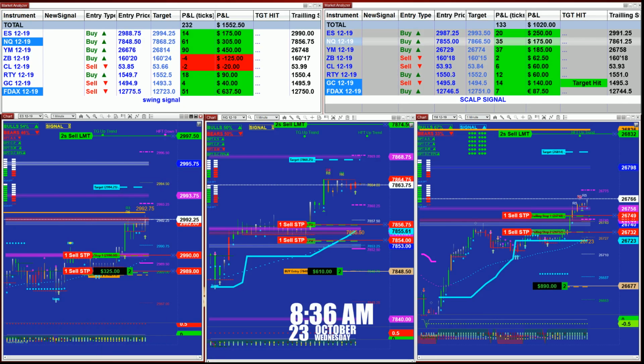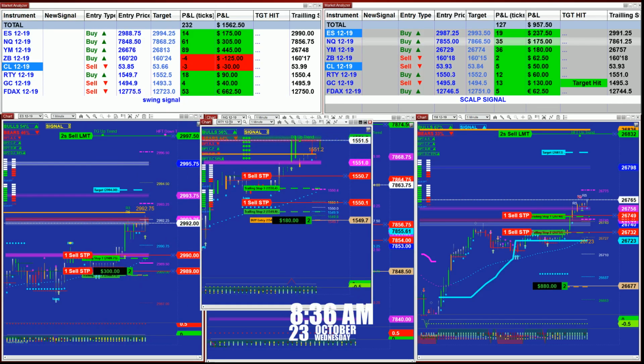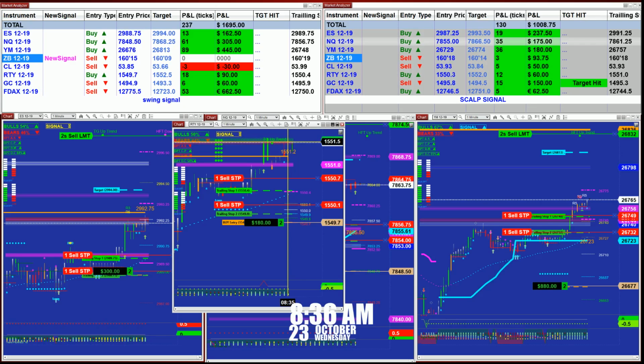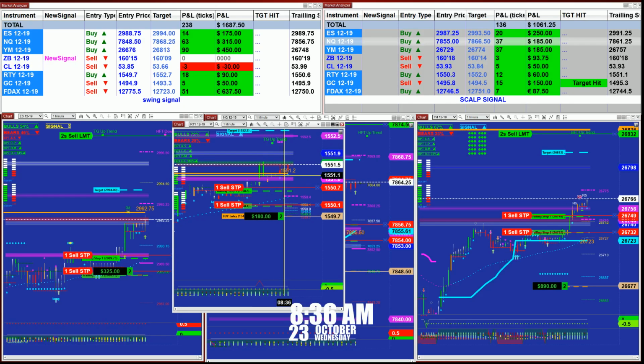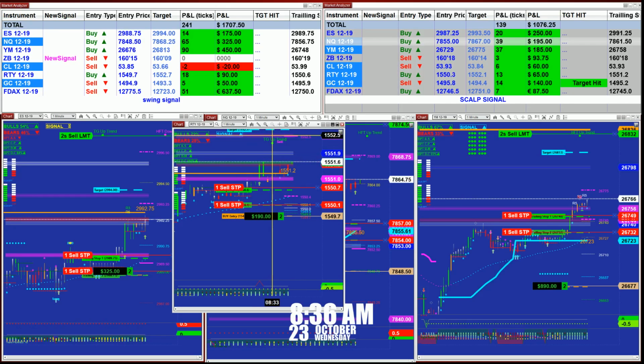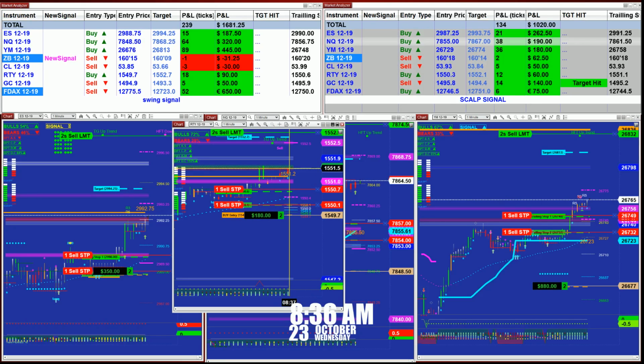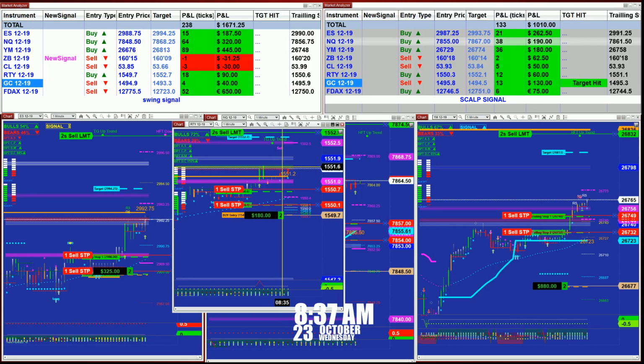For the Russell traders, once we cross this projection on the Russell at 51.5, we have 51.9, and the second one 52.5. Mark it on your chart. 51.6, 51.9, and 52.5.